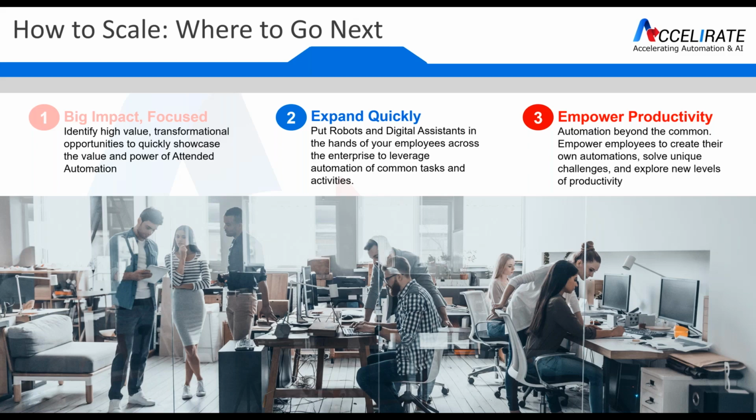Two, expand quickly. Put robots and digital assistants in the hands of your employees across enterprise to leverage automation of common tasks and activity. As they develop and as they improve their day-to-day productivity, this increased interest is a virtuous cycle that allows the different departments to see results and continue expanding the number of citizen developers involved in developing these automations.